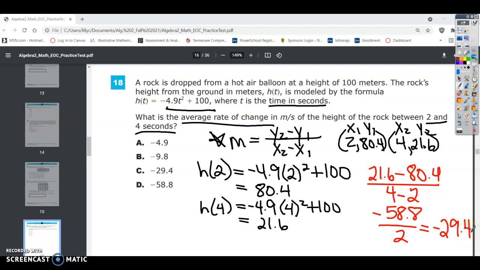All right, if you come over here and look, our answer is C. So what is the average rate of change of the height of the rock between 2 and 4 seconds? So between 2 and 4 seconds, the average rate of change is negative 29.4 meters per second. So number 18 is C.